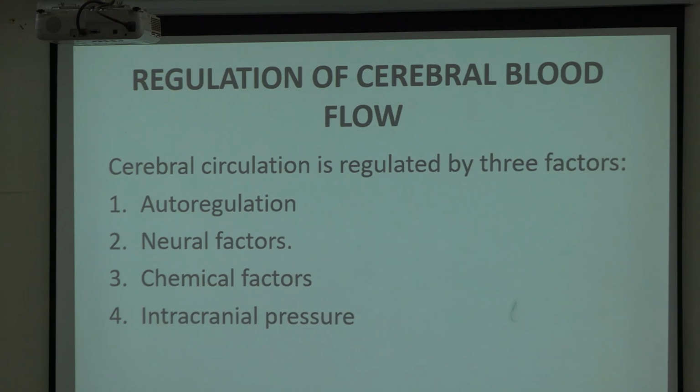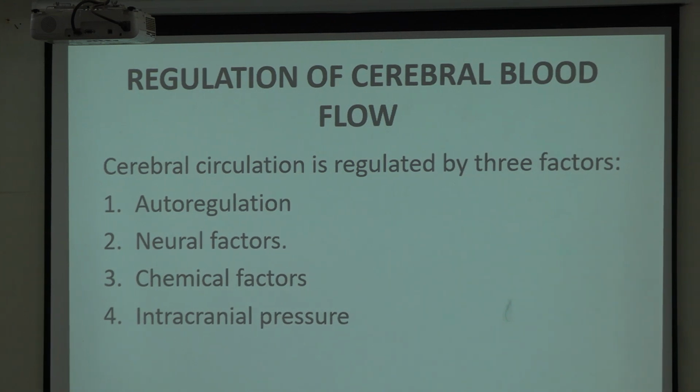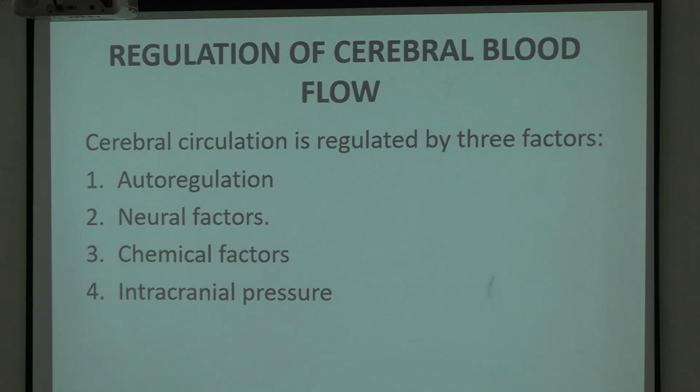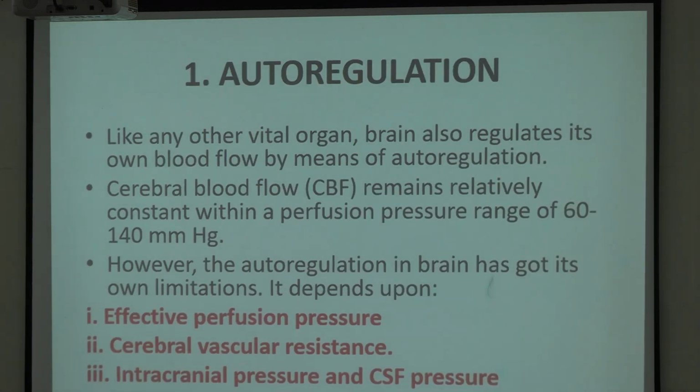Now, regulation of cerebral blood flow. There are 4 ways by which blood flow is regulated. What are these? Auto-regulation, important for your examination. Auto-regulation of cerebral blood flow, short note. Auto-regulation is one of the factors that regulates cerebral blood flow. Another is the neural factor, others are the chemical factor and intracranial pressure. Okay, so let us discuss auto-regulation.